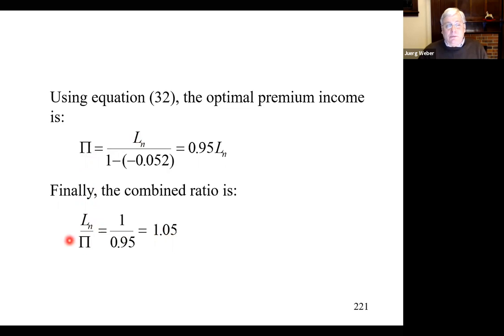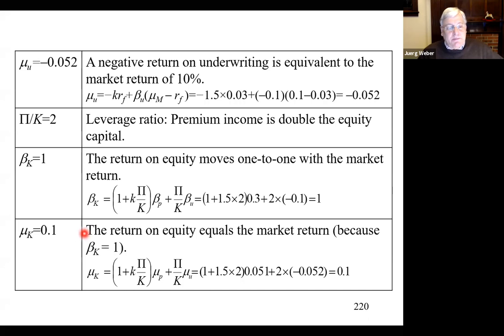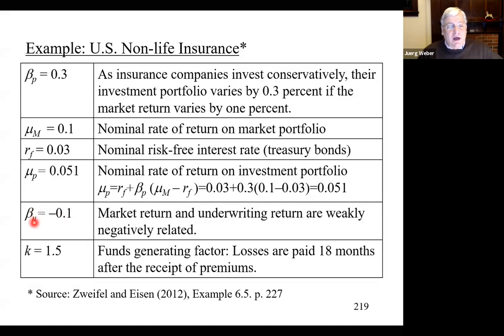So it's quite normal to have a negative underwriting return and a loss on the underwriting business that's bigger than the premium income. It happens, I repeat, when this beta u is small or negative. Then the underwriting business provides risk diversification for the shareholders, because the return on underwriting moves against the market return. It makes your portfolio or your wealth more stable.